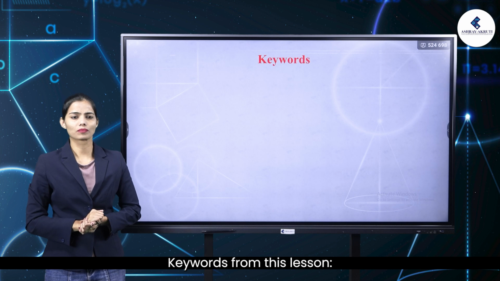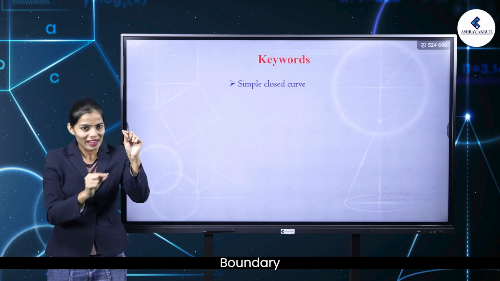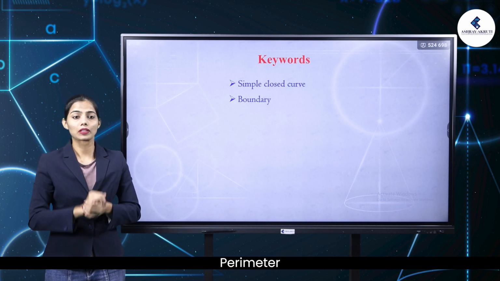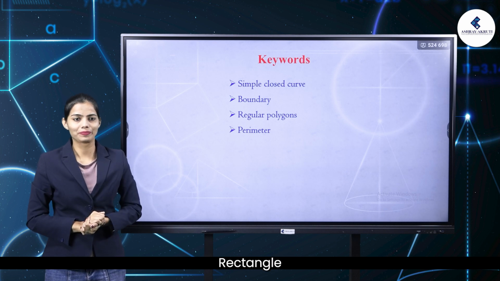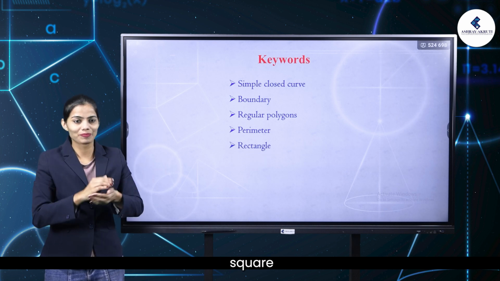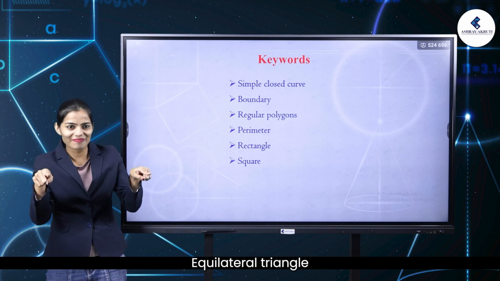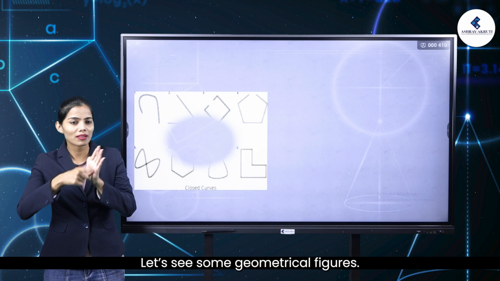Keywords from this lesson: simple closed curve, boundary, regular polygons, perimeter, rectangle, square, equilateral triangle. Let's see some geometrical figures.